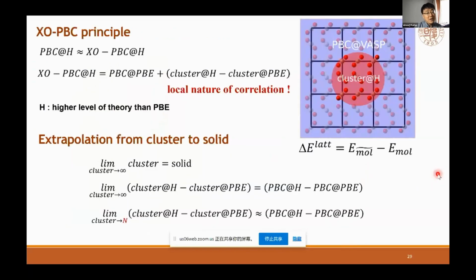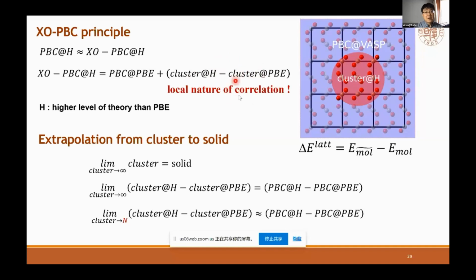So we can actually use this methodology, but extend it from molecular systems to periodic systems. So we can actually do PBE in VASP for the whole crystal, and then we can cut out a cluster model, and we can do the energy difference between the high level and the low level.